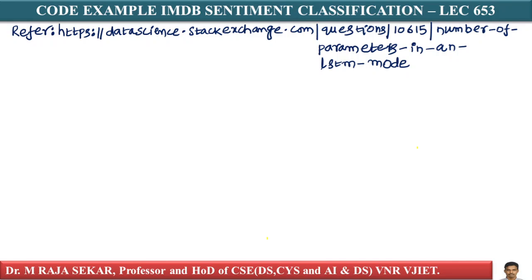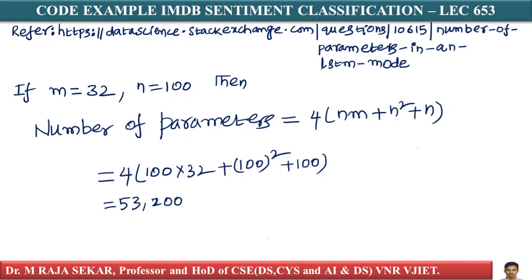What am I doing here? I am substituting. Let me assume m equal to 32 and n equal to 100. The number of parameters, if I substitute, what will I get? I will get 53,200. What you see here, understanding the number of parameters is very important. This is 53,200.